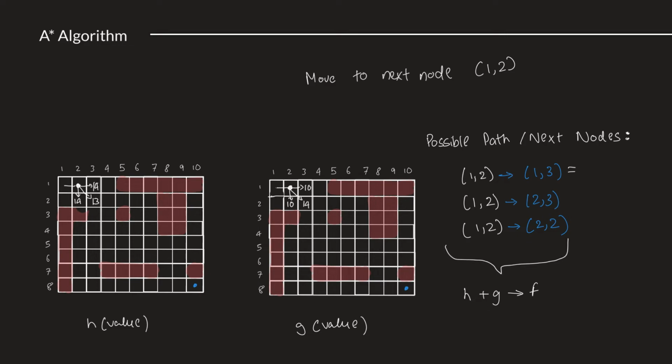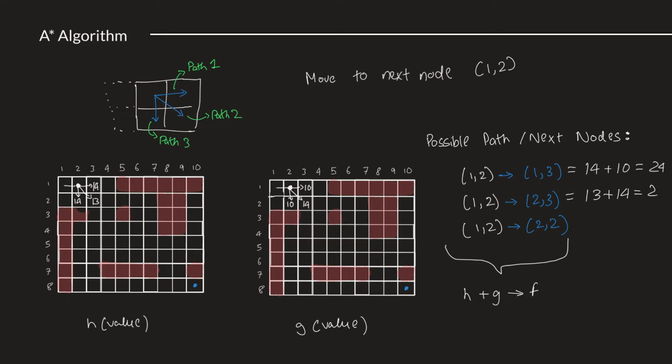So for the first path, if we were to move to the right, and that is take path 1 as shown here, the heuristic would be 14 and the g value will be 10. So that would give us 14 plus 10, which is 24. If we were to take path 2, which is going diagonally downwards, our heuristic value would be 13 and our g value would be 14. This would give us 27. For path 3, which is moving downwards, our heuristic value is 14 and our g value is 10. So again, the total would come to 24.